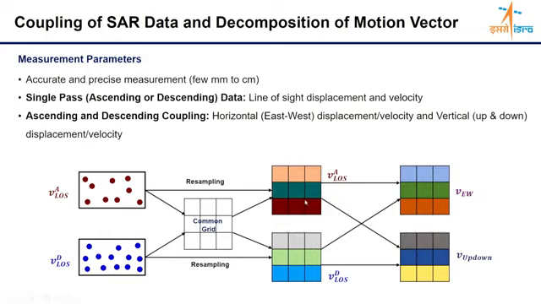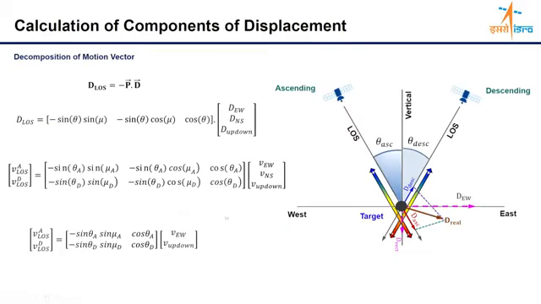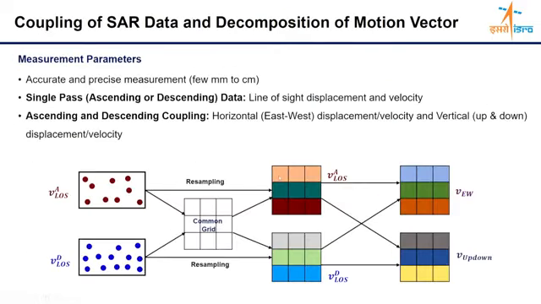Now we can apply those equations. Which equations? Whatever the previous two equations. Now you see, over each and every pixel, suppose we are talking about this pixel, it means over this pixel the line of sight velocity from the ascending data set is there, and over this pixel the line of sight velocity from the descending data set is also available. It means over the common pixel, this and this are the same pixel, the displacement from both the passes is available.